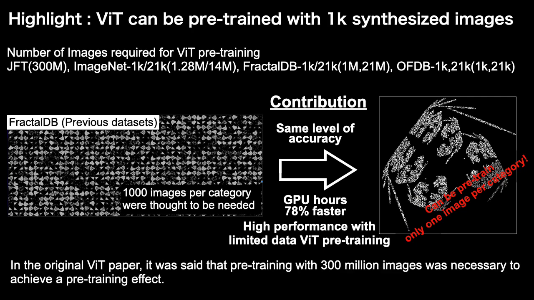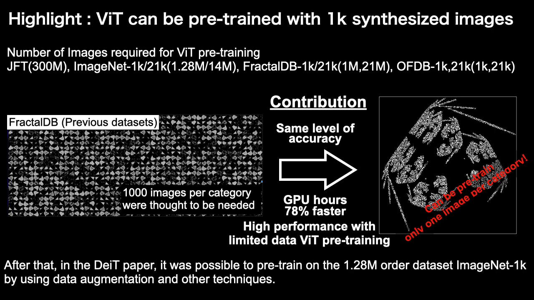In the original ViT paper, it was said that pre-training with 300 million images was necessary to achieve a pre-training effect. Then, in the DeiT paper, it was possible to pre-train on the 1.28M-order dataset ImageNet-1K by using data augmentation and other techniques.